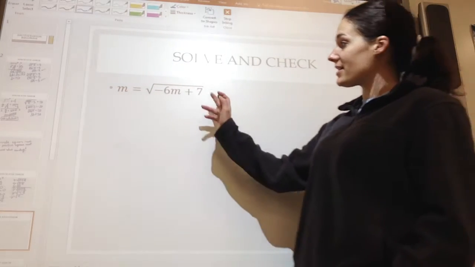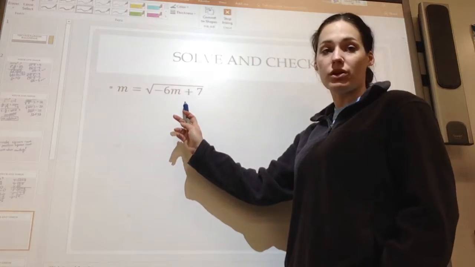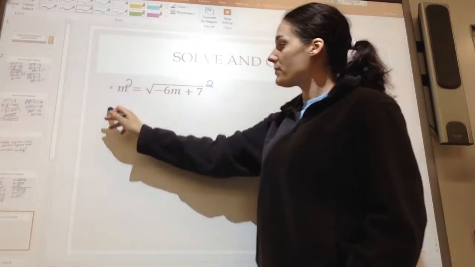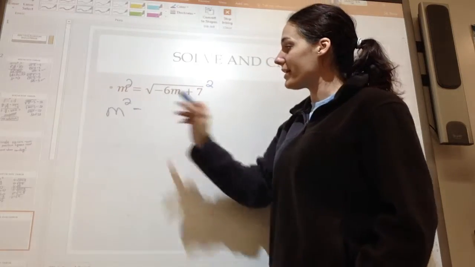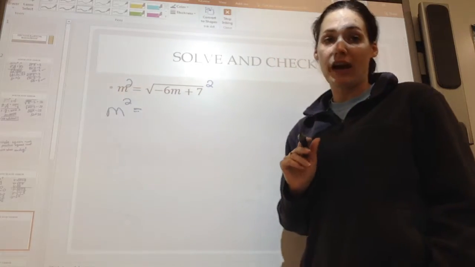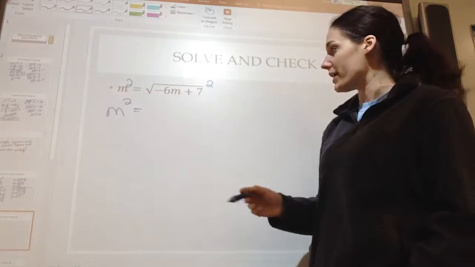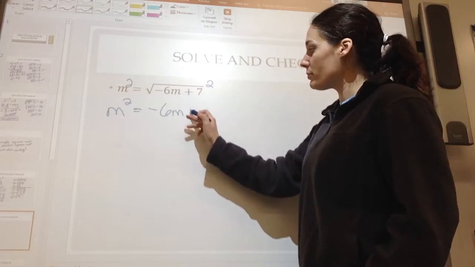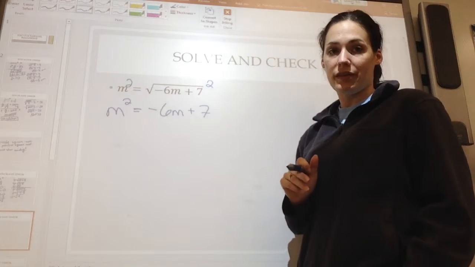The radical is isolated on the right-hand side, so we're going to begin by getting rid of that, and we're going to square both sides. The left-hand side becomes a quadratic. So you can expect to use factoring to solve this because I've got an m squared. We're left with the radicand, so negative 6m plus 7 is what we're left with.